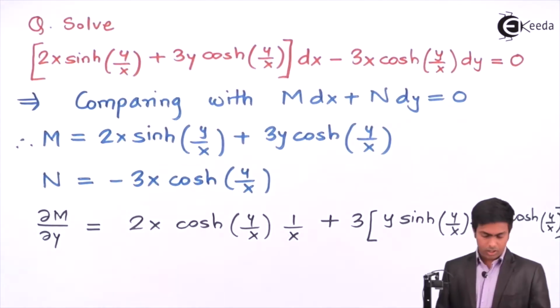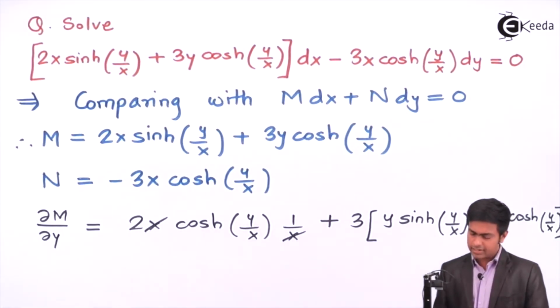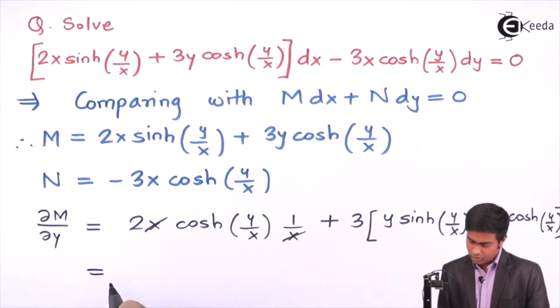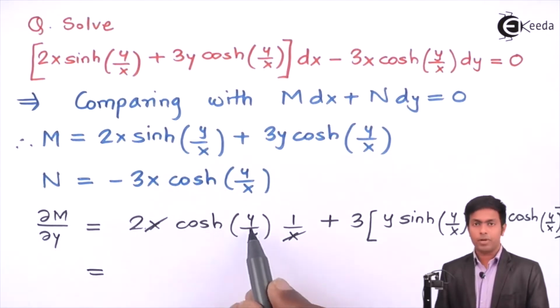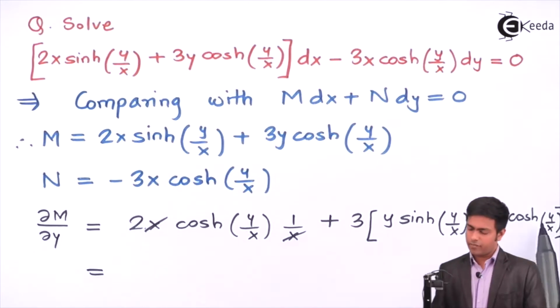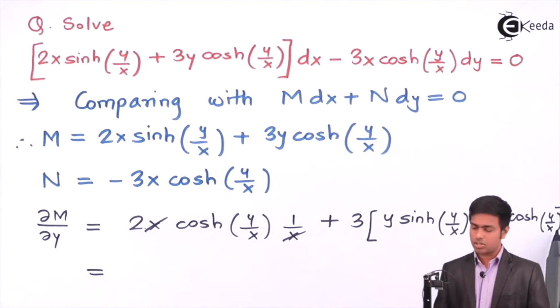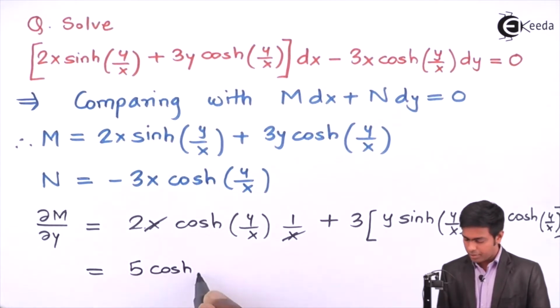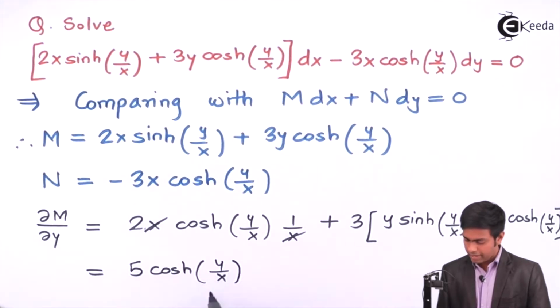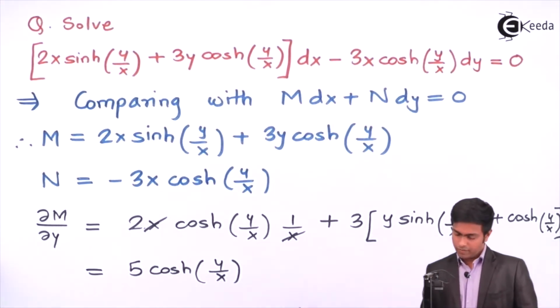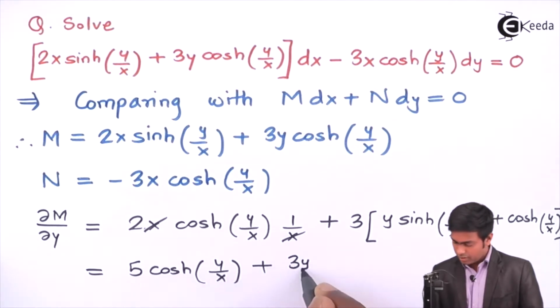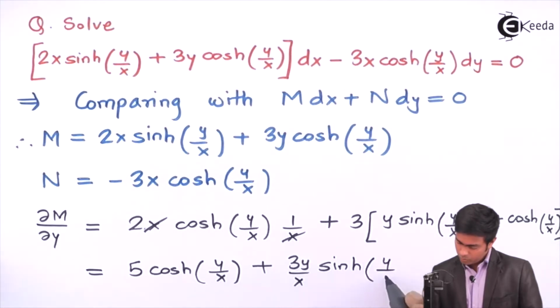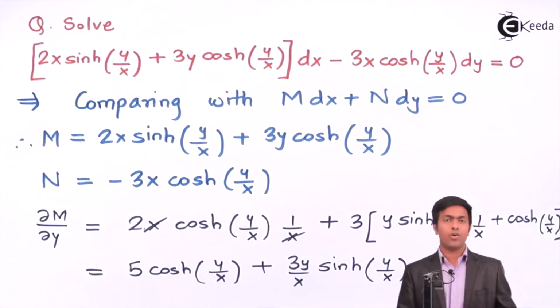Now here I can cancel this x term, so we will get 2 times cosh(y/x). Similarly, if I multiply the second term with this 3, I'll get 3 times cosh(y/x). So this together will become 5 times cosh(y/x). Here we will get plus 3y/x sinh(y/x). So guys, this is the value of ∂M/∂y.